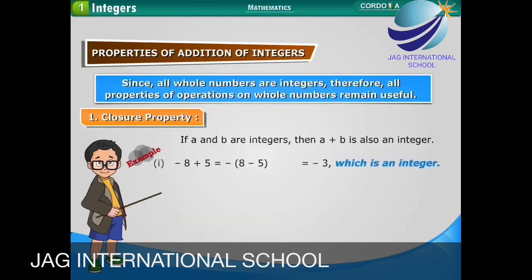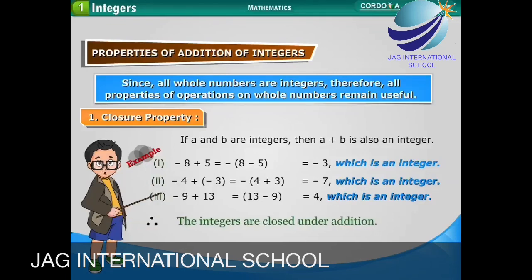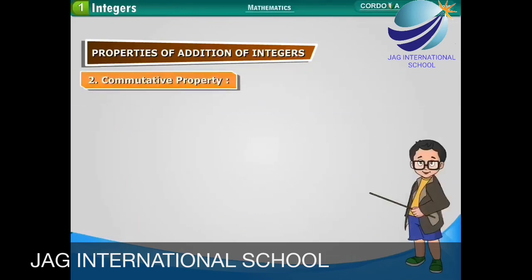Example: negative 8 plus 5 is equal to -(8 minus 5), which is equal to negative 3, which is an integer. Negative 4 plus negative 3 is equal to -(4 plus 3), which is equal to negative 7, which is an integer. Negative 9 plus 13 is equal to 13 minus 9, which is equal to 4, which is an integer. Therefore, the integers are closed under addition.